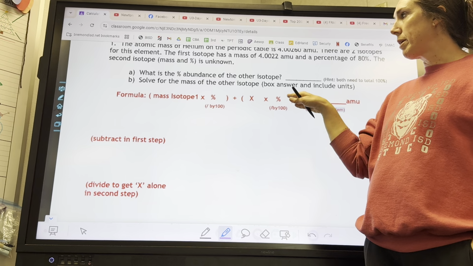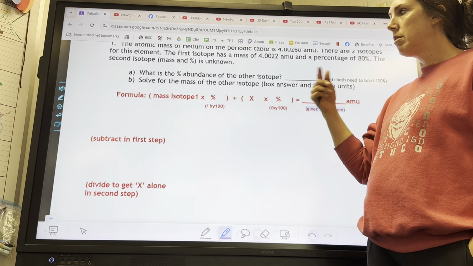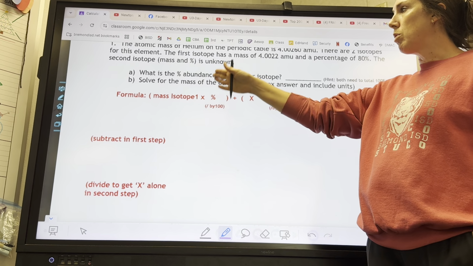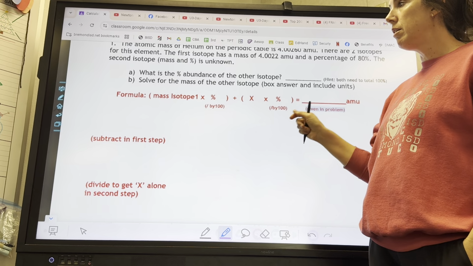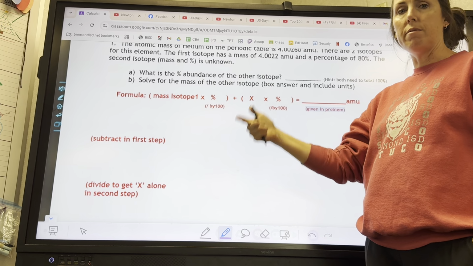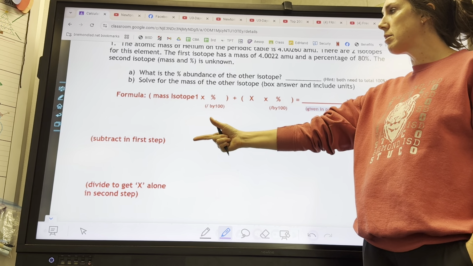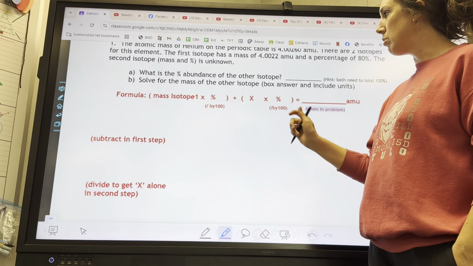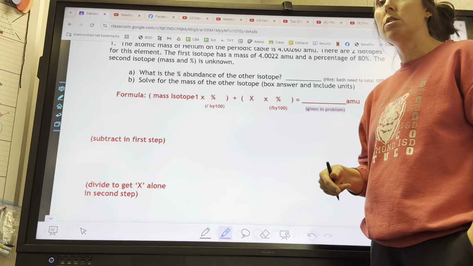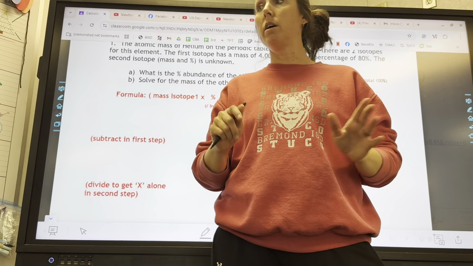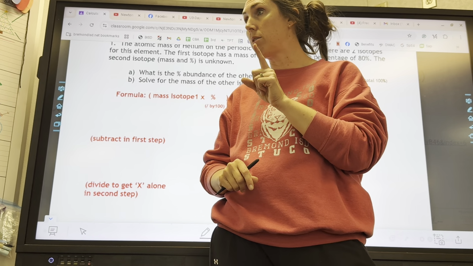Okay, so I did this in color because I wanted y'all to see that once you know the formula, all you have to do is multiply out what you can, and then there's a subtraction and a division. You always subtract to get x by itself, you divide to get x by itself, okay? So out of this whole formula, there's only going to be one unknown, that is our x.